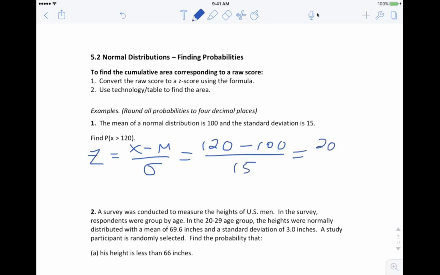Do the subtraction first, 1.33 approximately. 2 decimal places is sufficient, especially if you're going to use the table. That's all you can do is 2 decimal places for the z-score. Okay, now let's convert that to an area. Basically, you're trying to find greater than, so that would be an area to the right of the z-score 1.33. So if it's area to the right and you're going to use the table, look up 1.33 and then subtract it from 1. So let's do that.